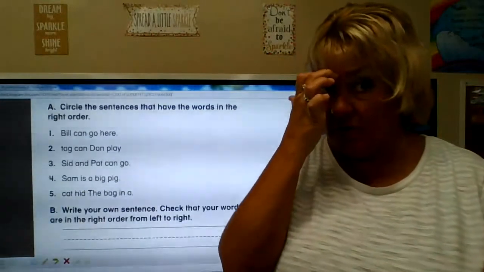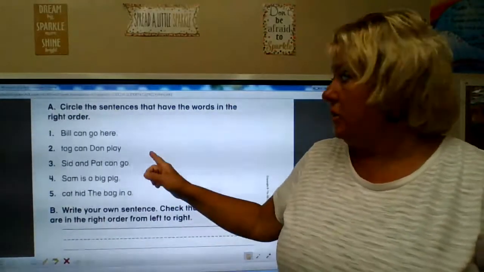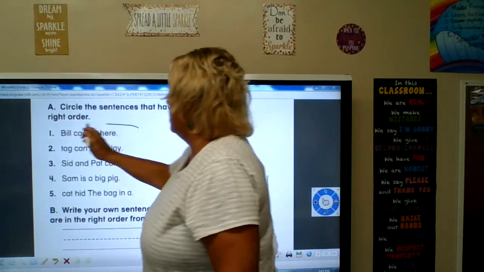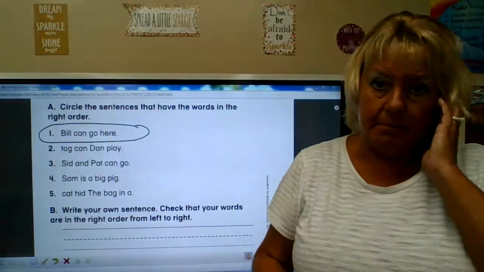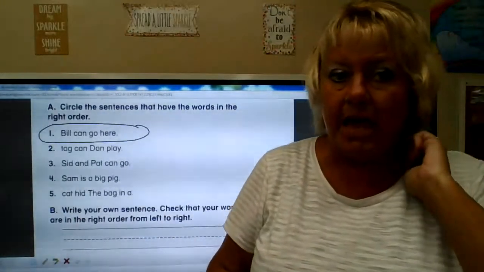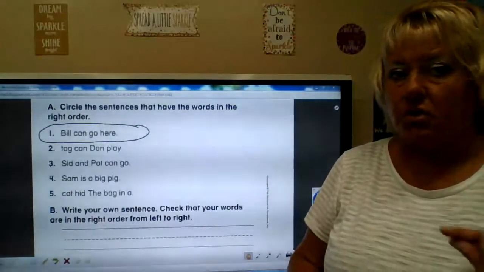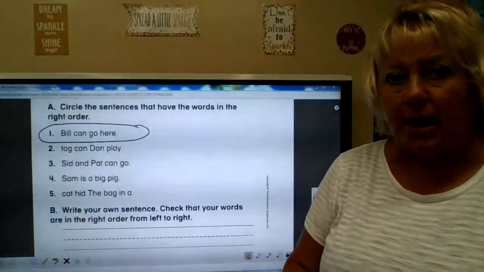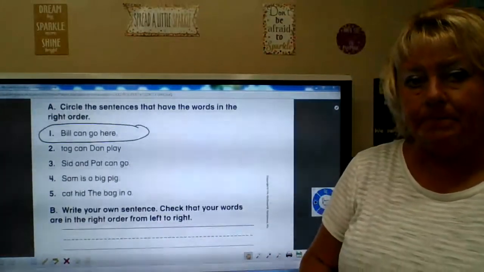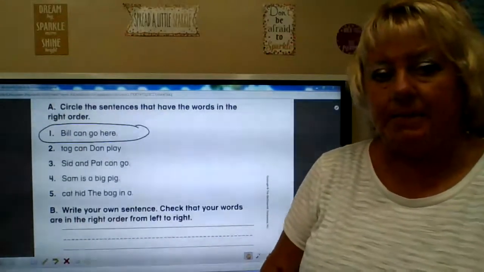Okay, so let's go to number 1. It says to circle the sentence that has the words in the right order. Bill can go here. Starts with a capital, ends with a period. I can understand that. So I'm going to circle it because it makes sense. Okay, I want you to pause me and do 2, 3, 4, and 5. Circle it if it makes sense, if the words are in the right order. When you're done, you unpause me and then we'll check it together.